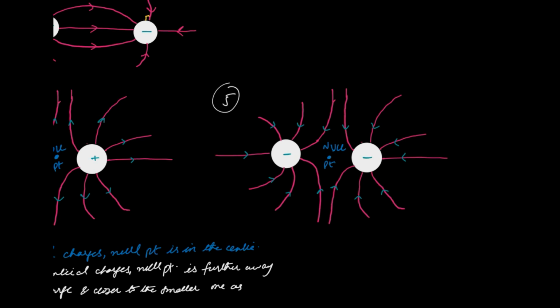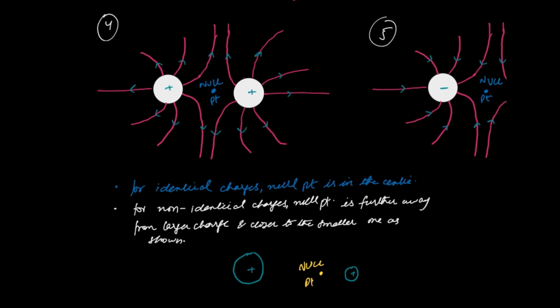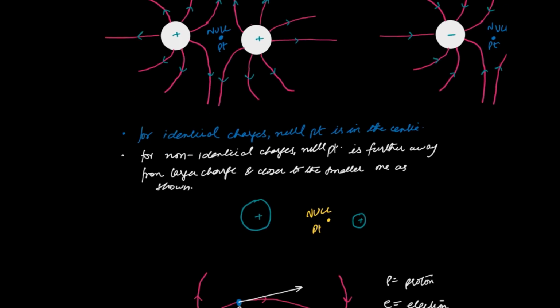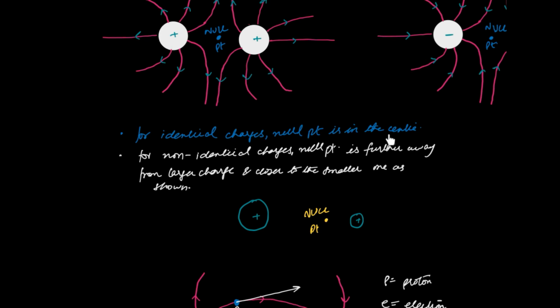What is a null point? Basically there is nothing there. Similar to magnets, we know that they repel each other when there are similar poles. In an electric field, a null point is created, which means there is nothing over there. For identical charges, the null point is in the center. This charge was similar to this charge, so the null point was in the center. However, if there are non-identical charges, then the null point is further away from the larger charge and closer to the smaller one, as shown.